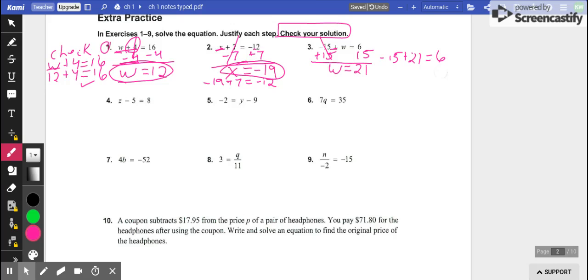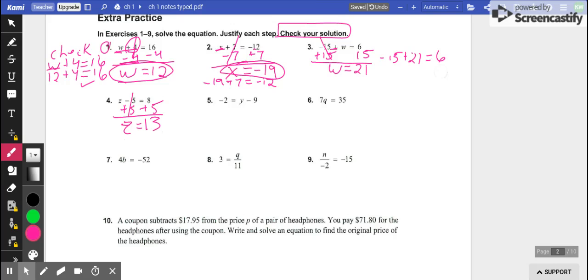Okay, on to the next one. Now we have a subtraction problem. So z minus 5 is equal to 8. If I add a 5 to both sides, that's the opposite of subtraction. So minus a 5 and plus a 5 cancel each other out. So I'm left with z is equal to, and then I just need to do the math on the other side. 8 plus 5 is 13.